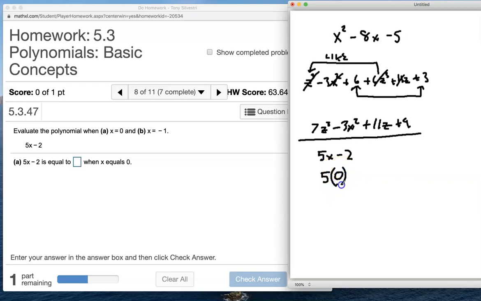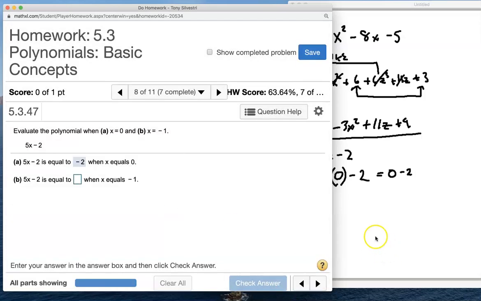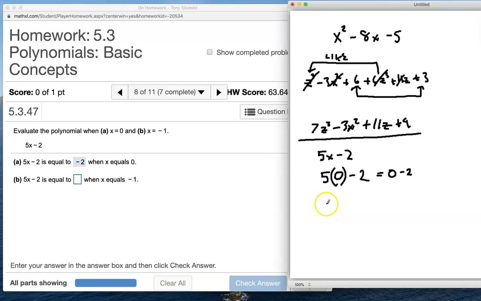It's 5 times 0. Make sure when you plug in the value for the variable, you plug it in with parentheses around it, minus 2. And then you've got order of operations to perform. You have to do the multiplication first before you do any subtraction. So 5 times 0 is 0. 0 minus 2 is simply going to be minus 2. So I'm going to plug in minus 2 over here. Check your answer. Excellent.